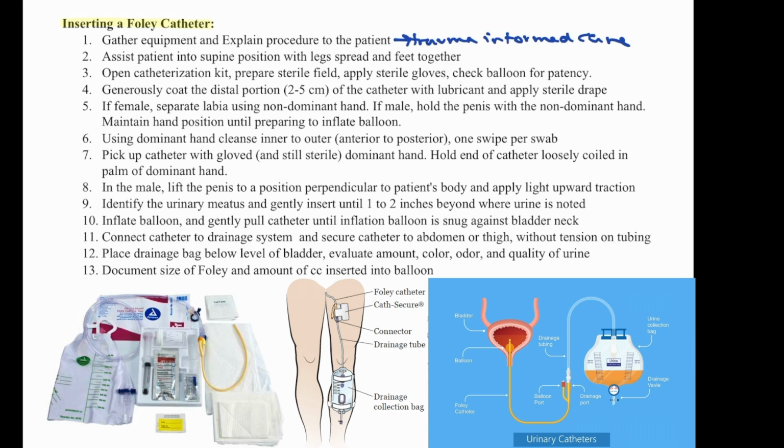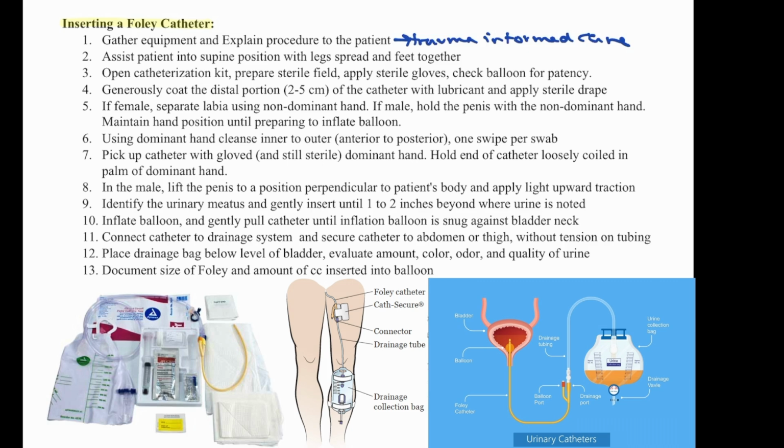Generously coat the distal portion, 2 to 5 centimeters, of the catheter with lubricant and apply a sterile drape. If they're a female, separate the labia using a non-dominant hand. If male, hold the genitalia with the non-dominant hand. Maintain hand position until preparing to inflate the balloon. Using a dominant hand, cleanse the inner to outer area. So we make sure we go anterior to posterior with 1 swipe per swab.